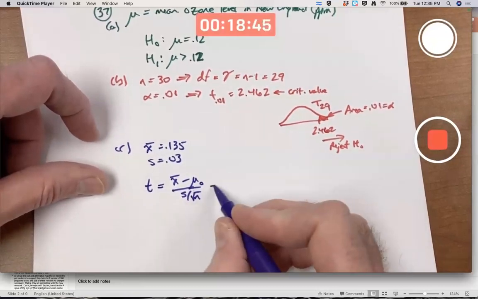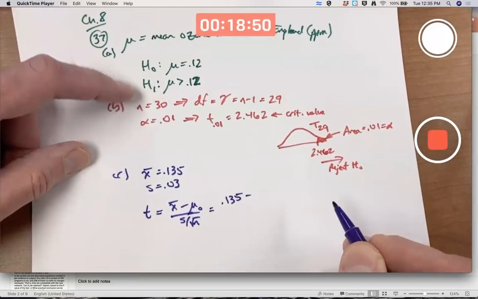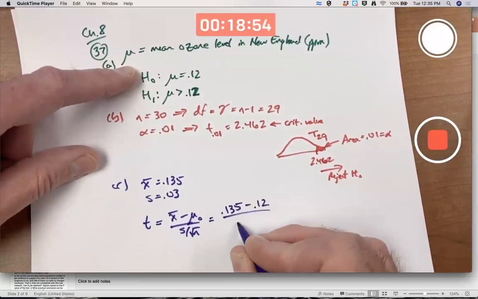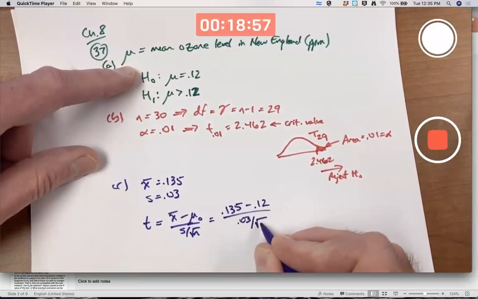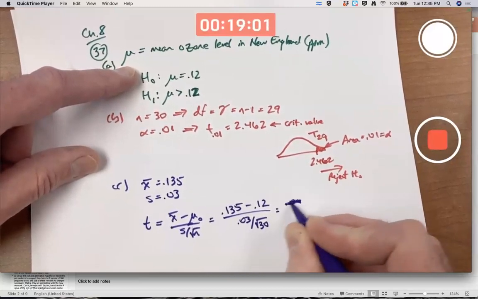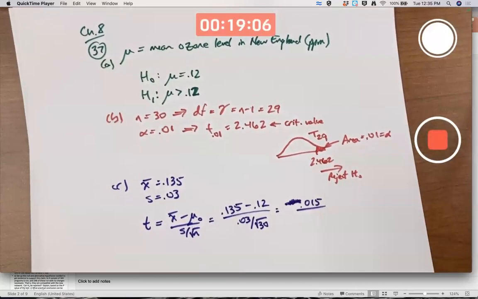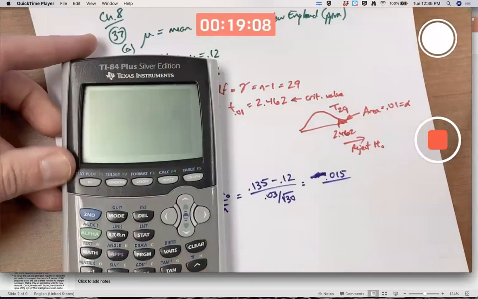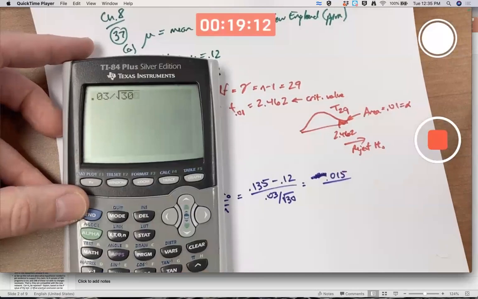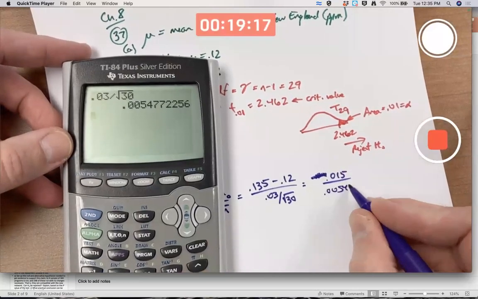So for this problem, this is 0.135 minus mu 0, the null value, the boundary there, 0.12, divided by s over square root of n, where n is 30. So we get 0.015 divided by 0.03 divided by square root of 30. This number here, 0.005477.